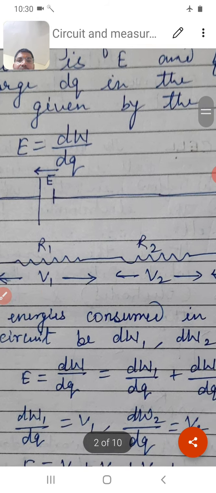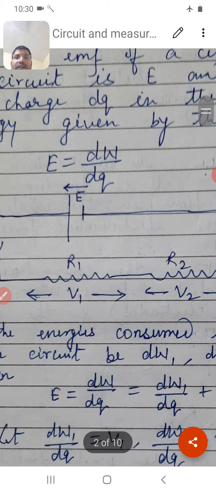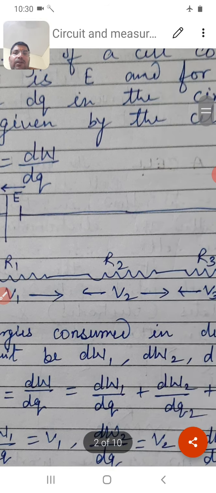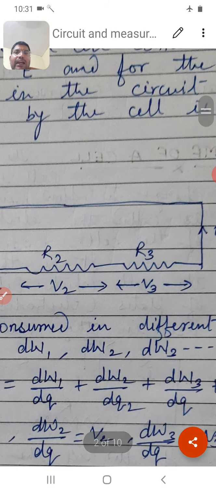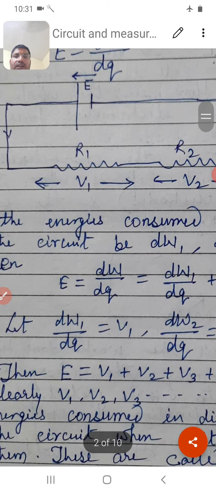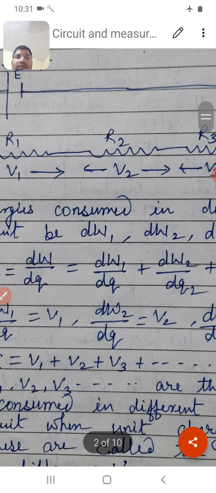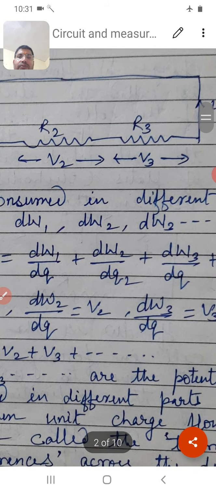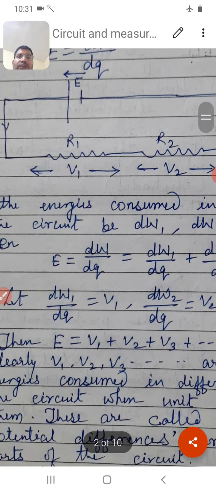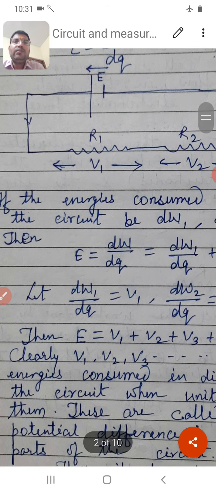What are dW1, dW2 and dW3? These are the work done in moving the charge dQ from one end to another end of resistance R1, from one end to another end of the resistance R2, from one end to other end of the resistance R3. Here dW1 upon dQ is equal to V1, dW2 upon dQ is equal to V2 and dW3 upon dQ is equal to V3. These are the terminal potential differences across these resistances.